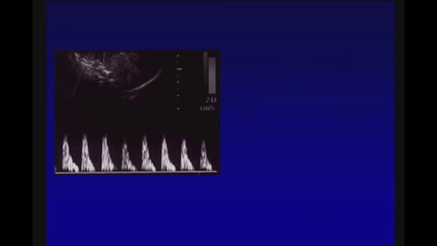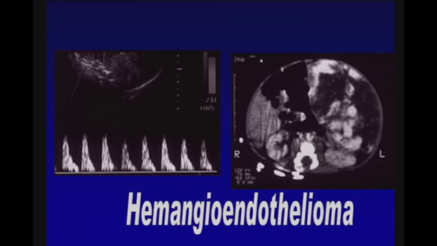Here's another infant who had very elevated resistive indices. This turned out to have a hemangioendothelioma. So it's important to know the clinical history of the patient.